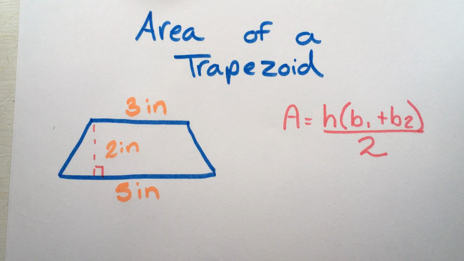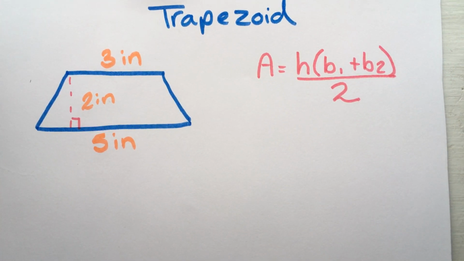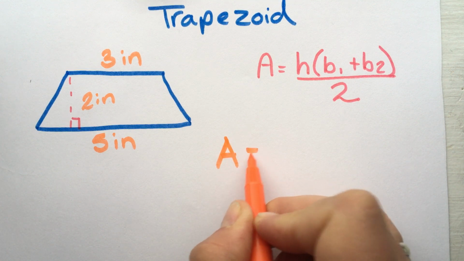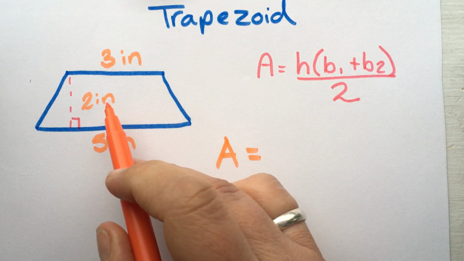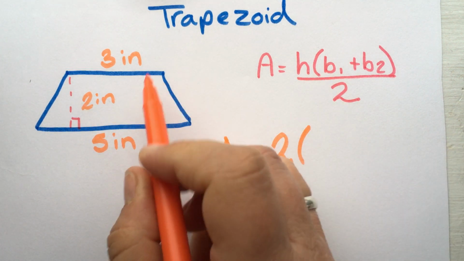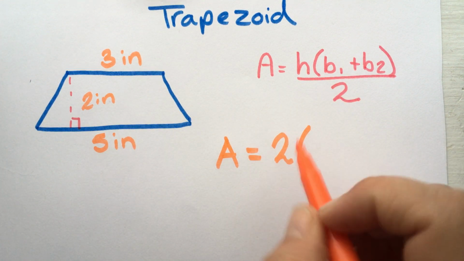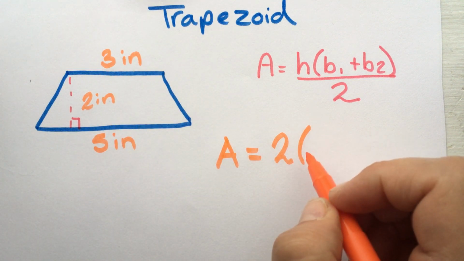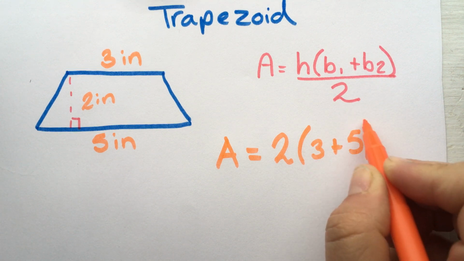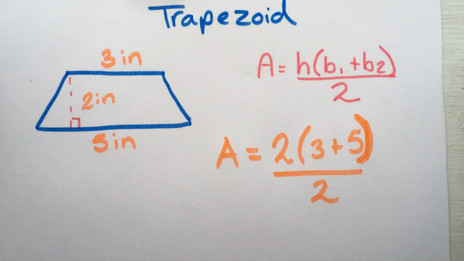So just like we've done with every other formula, we are going to plug in the numbers we know and try to solve it out. I don't know the area yet, so I'm saying area is going to be equal to the height, and in this case the height is 2, times base 1, and it doesn't matter which one's which. The commutative property tells me I can add them in either order, but I usually do base 1 as the top. So base 1 is 3 inches plus base 2 is 5 inches. Oops, I need parentheses there. And I'm going to divide the whole thing by 2.